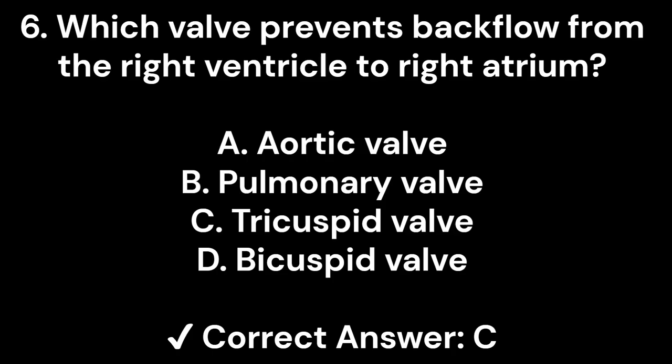6. Which valve prevents backflow from the right ventricle to the right atrium? A. Aortic valve, B. Pulmonary valve, C. Tricuspid valve, D. Bicuspid valve. Correct answer: C. Tricuspid valve.